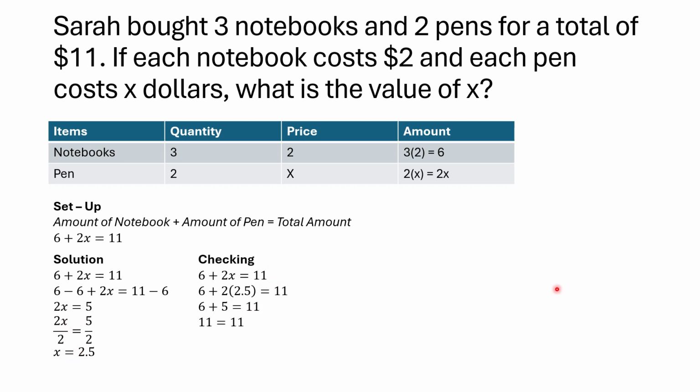To check if your answer is correct, you do the checking. The checking is 6 plus 2x equal to 11, which is the original equation. And then, substituting the obtained value, which is 2.5. So, 6 plus 2 multiplied by 2.5 is equal to 11. Then, multiplying 2 and 2.5, that would be 5. 6 plus 5, that would be 11, is equal to 11.